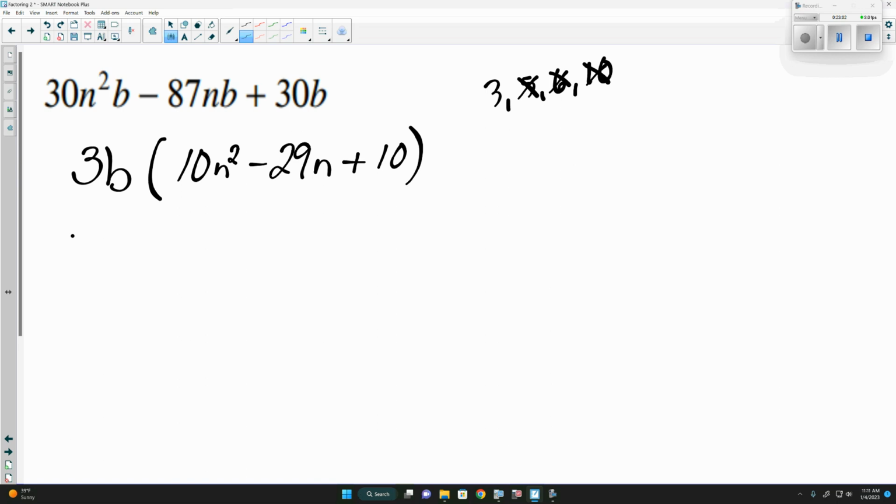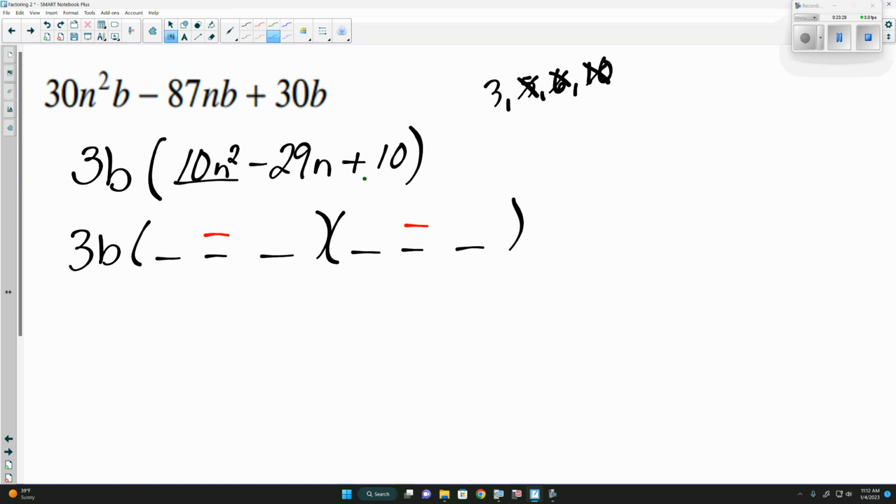So our answer will still have 3b. We have our two sets of parentheses with 3 spaces. Now we find the signs. For us, the third term is positive 10. So our signs are the same and they match the sign of the middle term, which would be negative and negative.